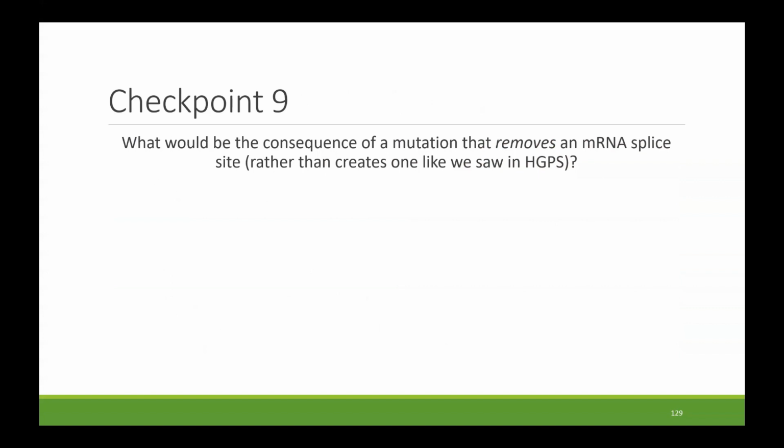So in our second to last checkpoint here, I'd like you to tell me what would be the consequence of a mutation that removes an mRNA splice site. So in HGPS, we saw how a mutation created a splice site that the SNRPs would recognize. What would be the consequence of a mutation that removes one of those splice sites?